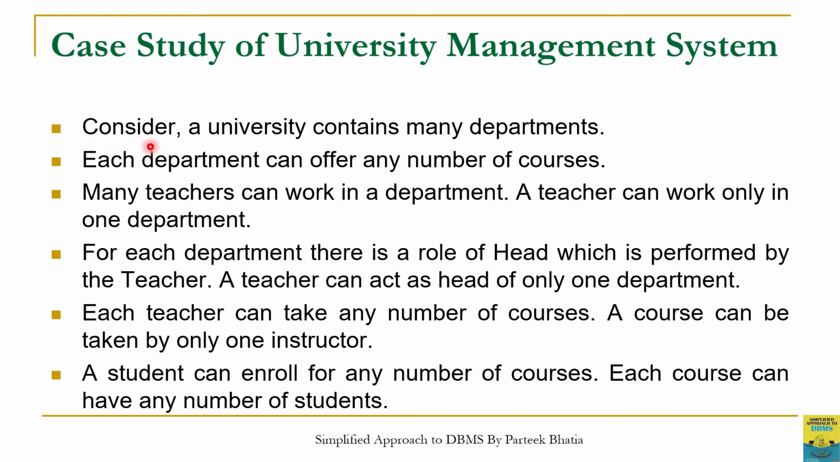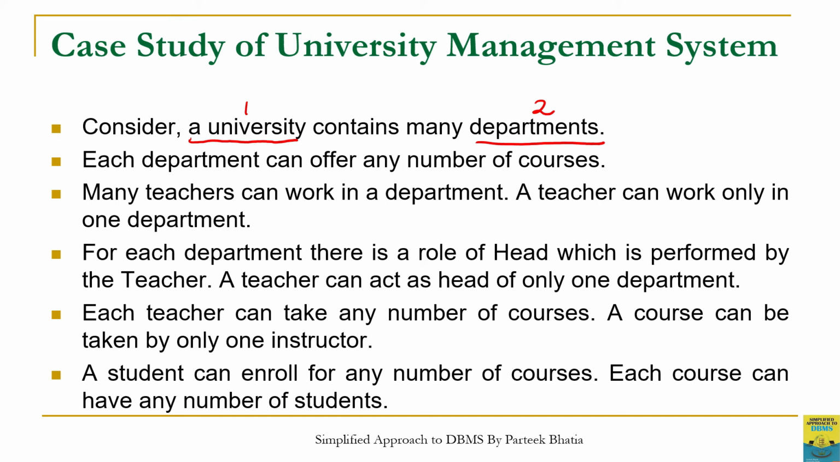Here, in order to make this process further simple, we have broken these requirements on a line by line basis. So we will read each line one by one and identify important nouns in that particular line. So let's start with the first line. Consider a university contains many departments. In this line, how many nouns can you identify? I hope that everyone is able to identify 2 nouns in this line. The first is university and the second is department. So we have already identified 2 nouns in the first line.